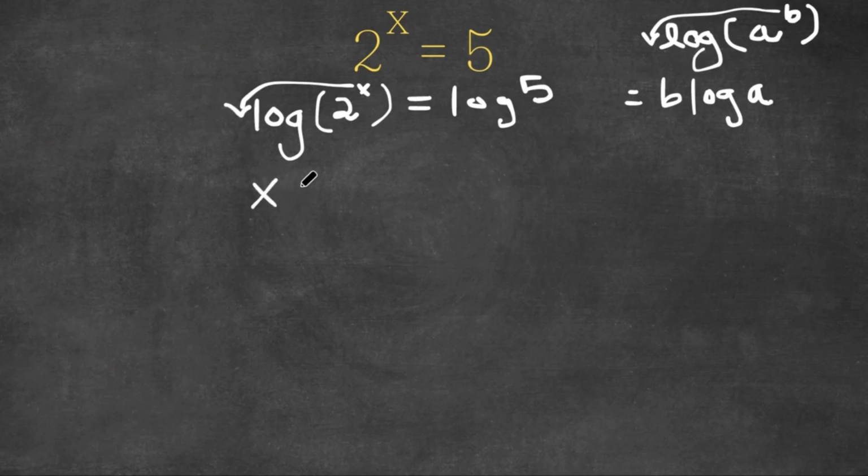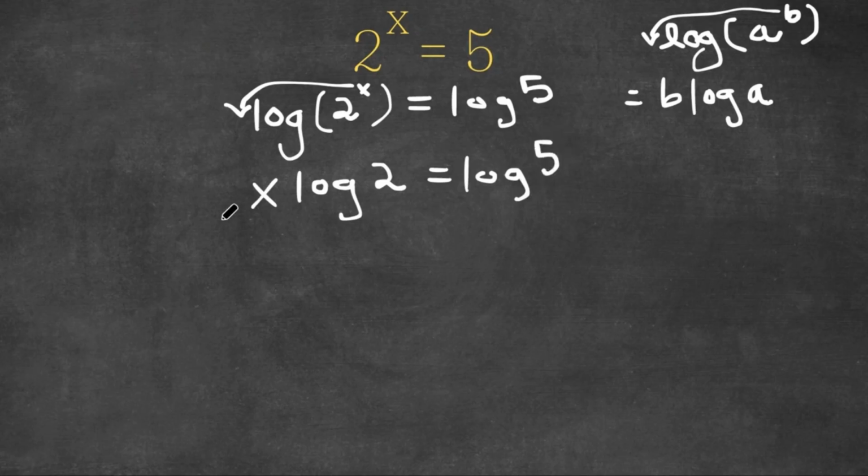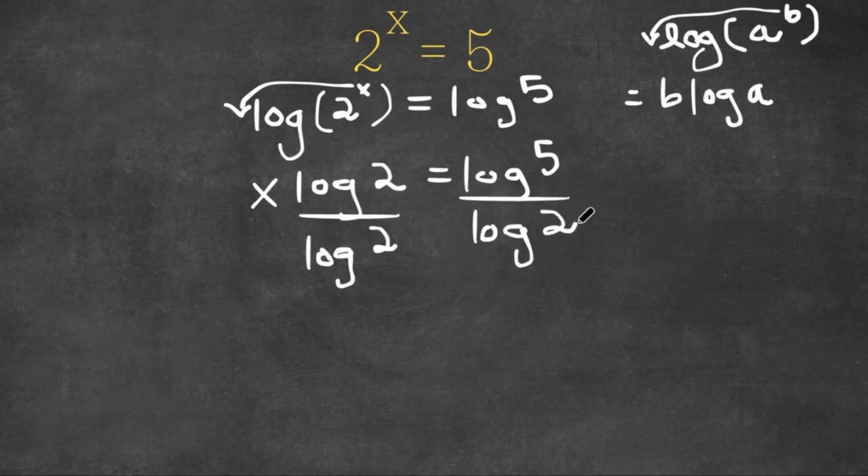So now this would equal x times log 2 is equal to log 5. Now we want to isolate x, so we have to move the log 2. So I'm going to divide both sides by log 2. So now these two cancel out, and I'm left with x is equal to log 5 over log 2.